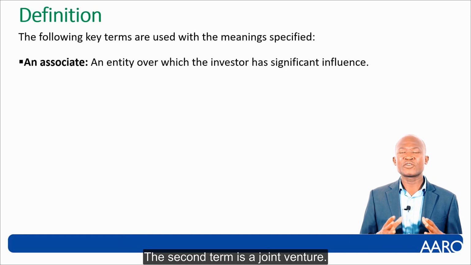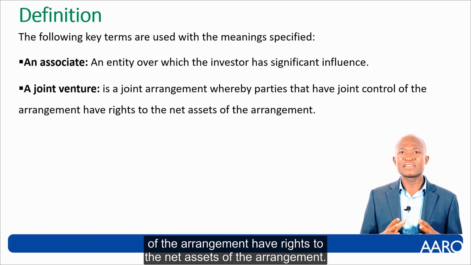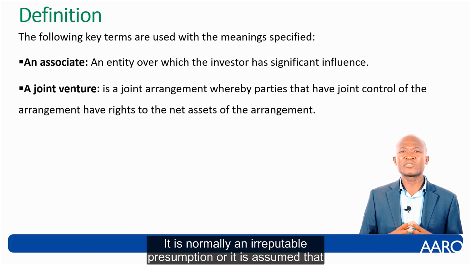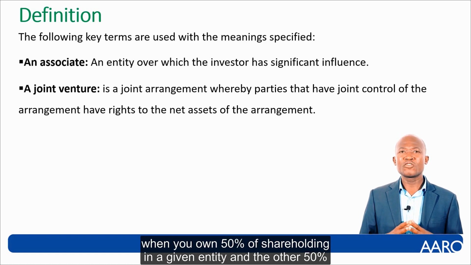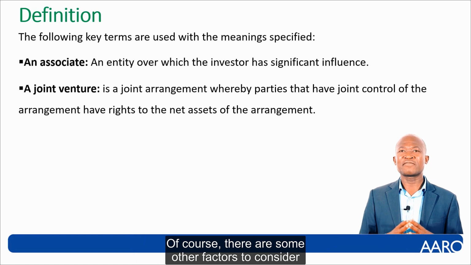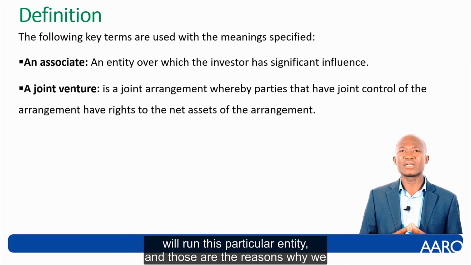The second term is a joint venture. Now, this is a joint arrangement whereby parties that have joint control of the arrangement have rights to the net assets of the arrangement. It is normally an irrefutable presumption, or it is assumed, that when you own 50% of shareholding in a given entity and the other 50% is owned by a third party or third parties, then you have a joint venture. Of course, there are some other factors to consider, like whether you have some agreements on how you will share or how you will run this particular entity.